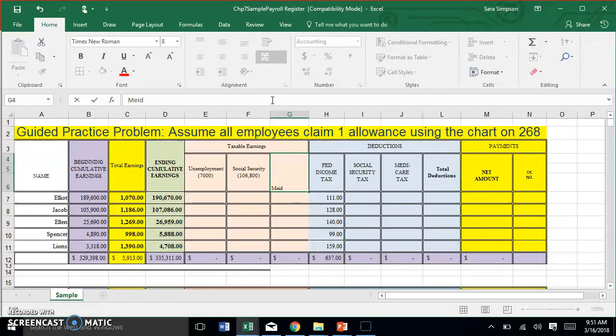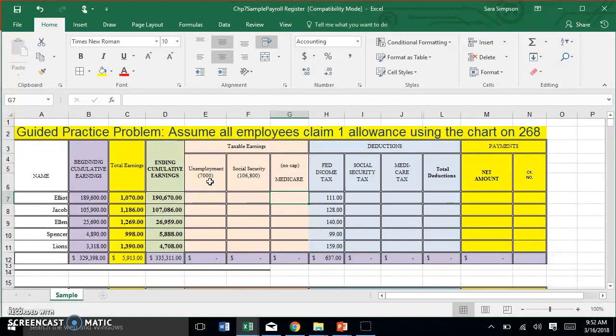The Medicare has no cap. So if you make $100,000 or $8 million, you still pay that same amount. No cap whatsoever. Everybody contributes the 1.45%. So first we have to find out how much of their earnings are taxable. I'll make the first part very easy for us.